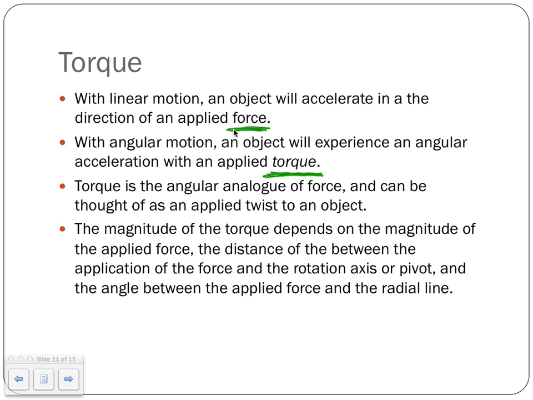So torque can be described as the angular analog of force, and is thought of as an applied twist to an object. So, if you have a doorknob, and you want to turn the doorknob, you grab the doorknob and you apply a twist to it. It's like a force. In fact, in some sense, you are applying a force to the outside, but you're applying a force to make something turn, or start turning, or stop turning.